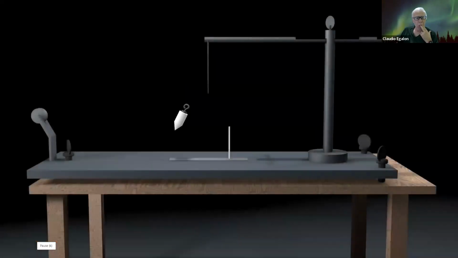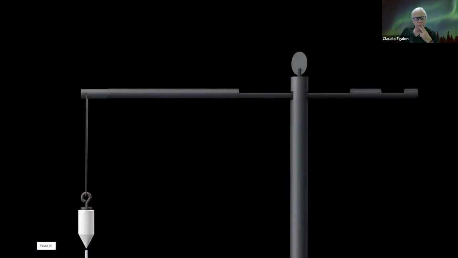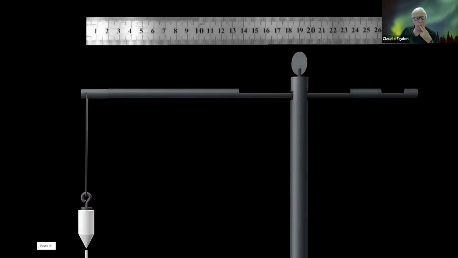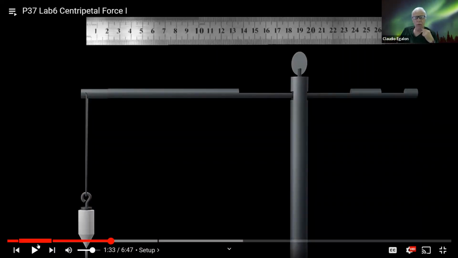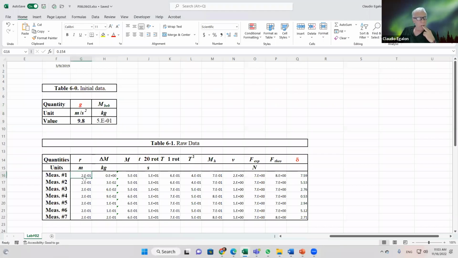Suspend the bob from the string of the crossbar. At the base of the apparatus, there is an indicator rod. Adjust the indicator rod until its tip coincides with the tip of the bob. Tip of the bob to the tip of the rod. Using a ruler, measure the radius of rotation of the bob. The radius of rotation goes from this point where the bob is suspended to the center of the rotating shaft. And the radius, another raw data, goes right in here.